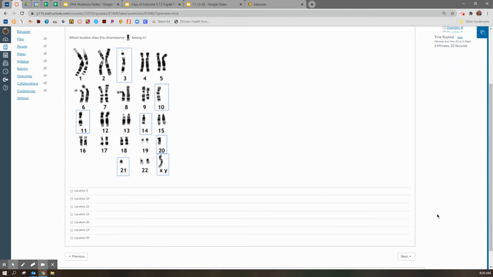Question 13. Which location does this chromosome belong in? Is it location 3, location 10, location 21, location 11, location 20, location 14, or location XY.